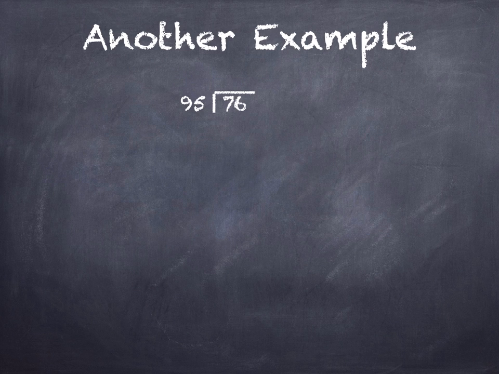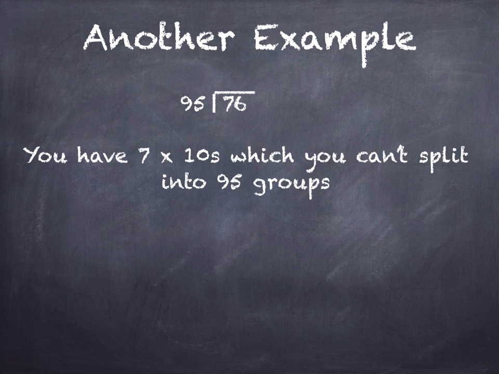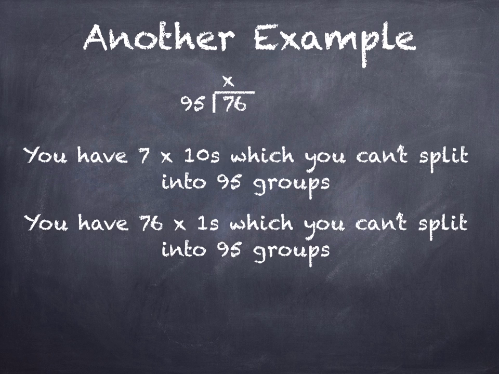Okay, so another example of when this type of long division is important is when we have a dividend that is smaller than the divisor. So far, we've only been dealing with dividends that are bigger than our divisors. So what happens when we have something like 76 divided by 95? We don't have enough ones to start with to break into 95 groups because we only have 76 of them. So you have 7 tens, which we can't split into 95 groups, right? Because there's only 7 of them. And even if we change them for ones, we have 76 ones, which we also can't split into 95 groups.